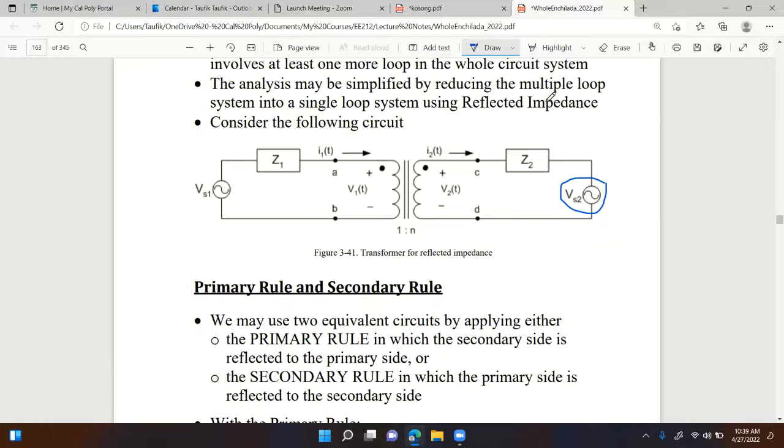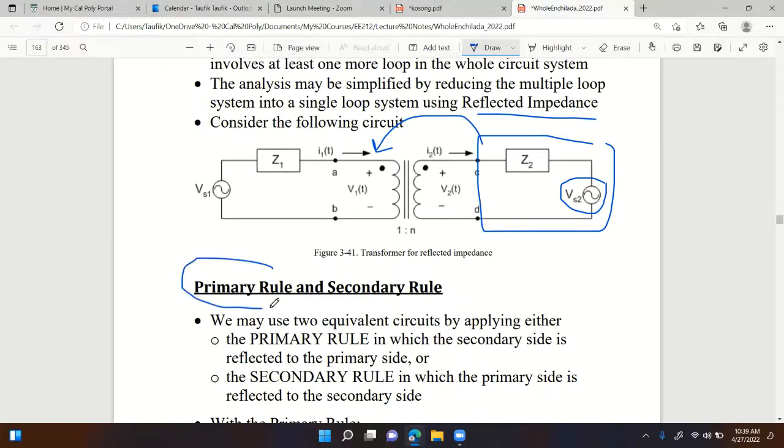In order to apply the reflected impedance, if you look at the circuit again, I could actually do it in two different ways. I could, for example, reflect all the components on the secondary side to the primary side. If you do that, that's called primary rule, right? So primary rule is when we reflect all the components on the secondary side to the primary side.